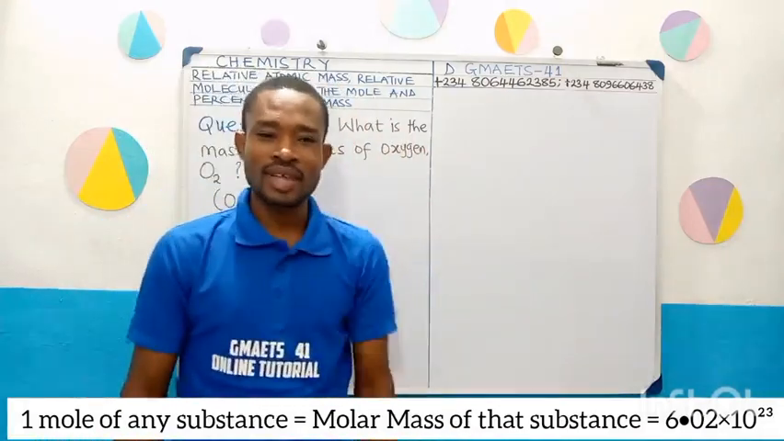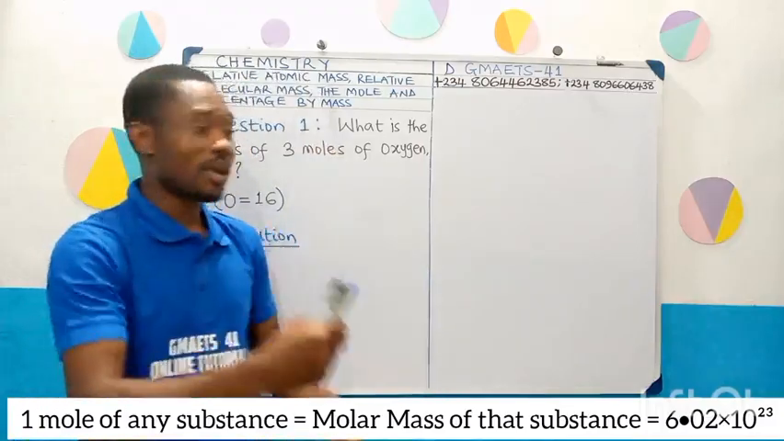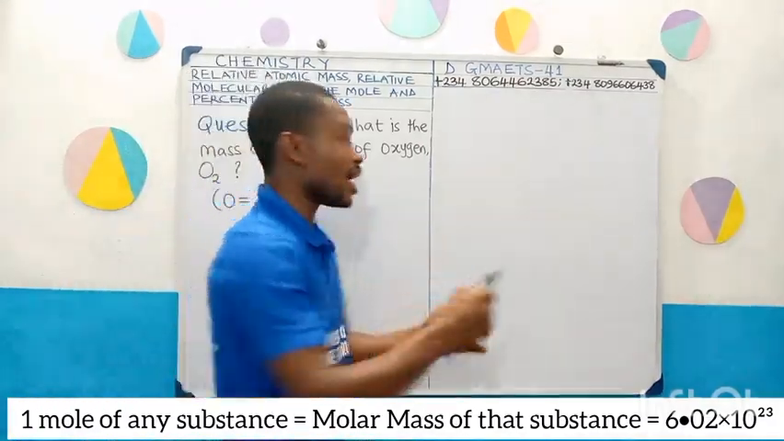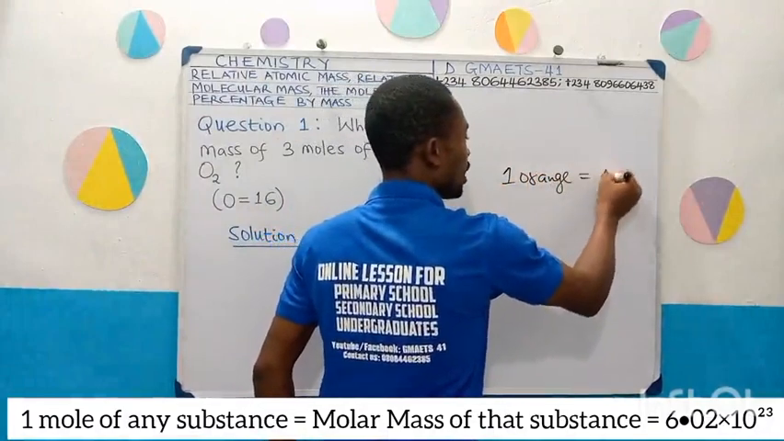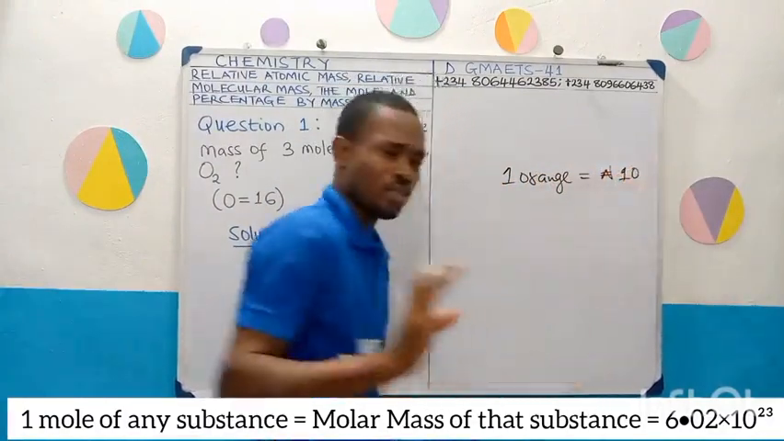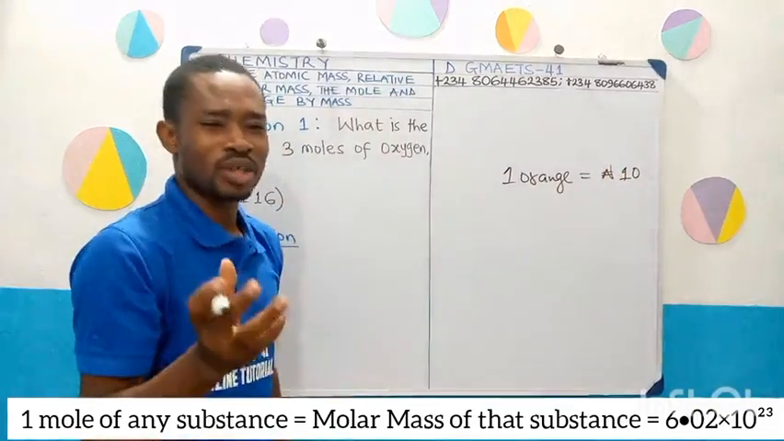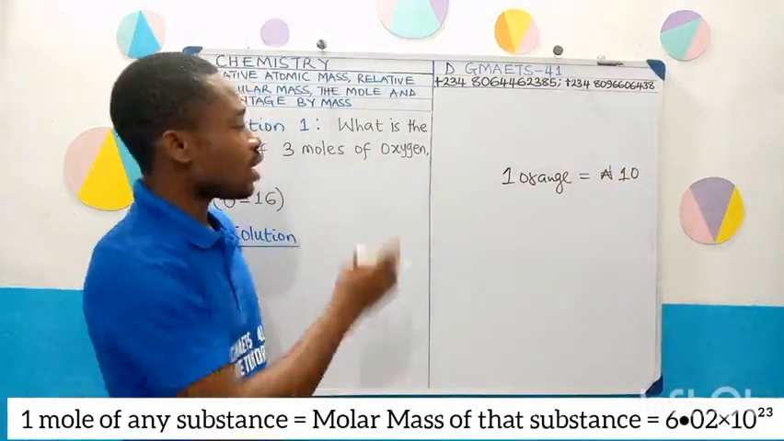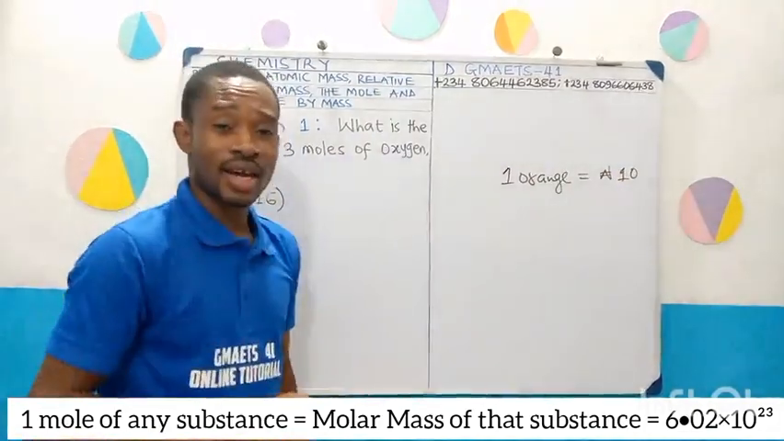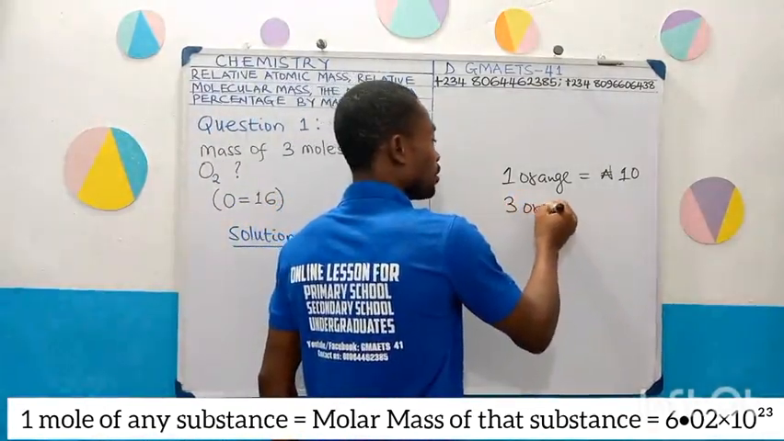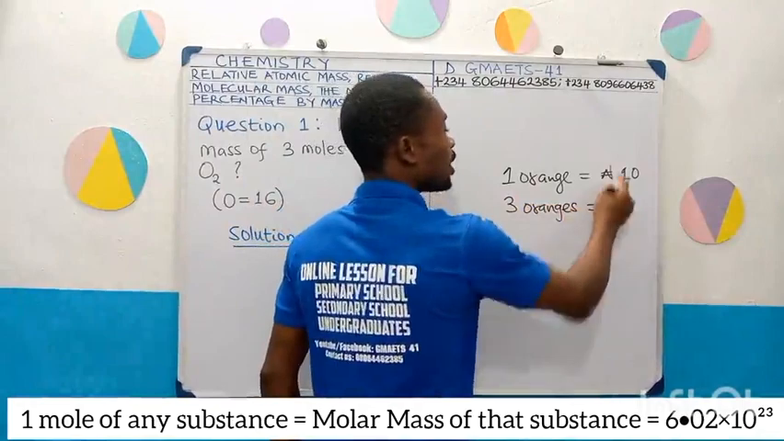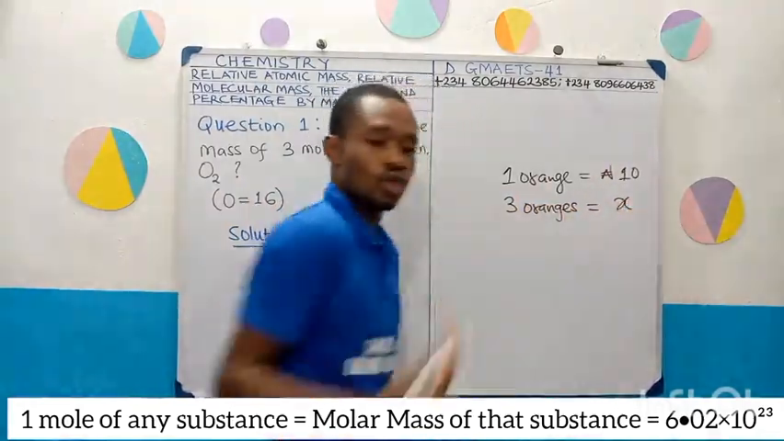I know you can think about that, is that not so? But let me show you mathematically what we do. As a standard, you know that 1 orange is equal to 10 naira. It's just simple mathematics, direct proportion, that's what we call it in mathematics. So if I say you should buy 3 oranges, how much will I give you for that? I will say, I don't know.